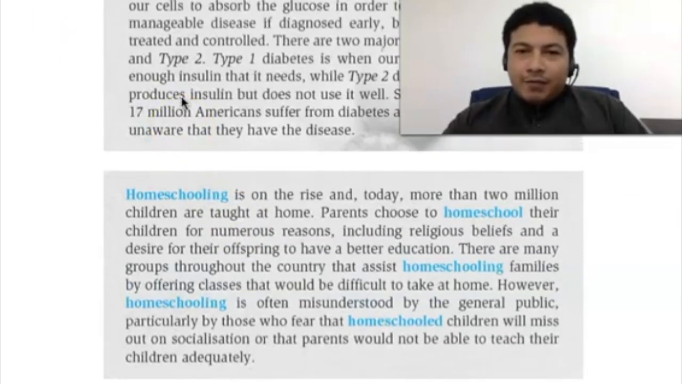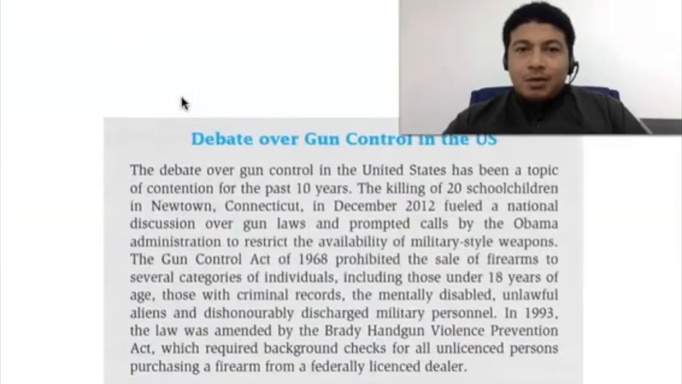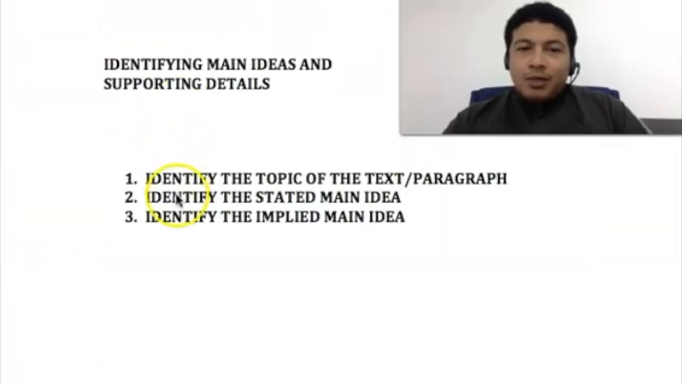Now that we have identified the topic, we can proceed with identifying the main idea. There are two types of main ideas. One is stated, one is implied. Stated and implied are opposites. Stated main idea means the purpose of the article, or the reason the author writes the article, is stated in the article or in the paragraph. Implied means it is not stated, it is not written there.